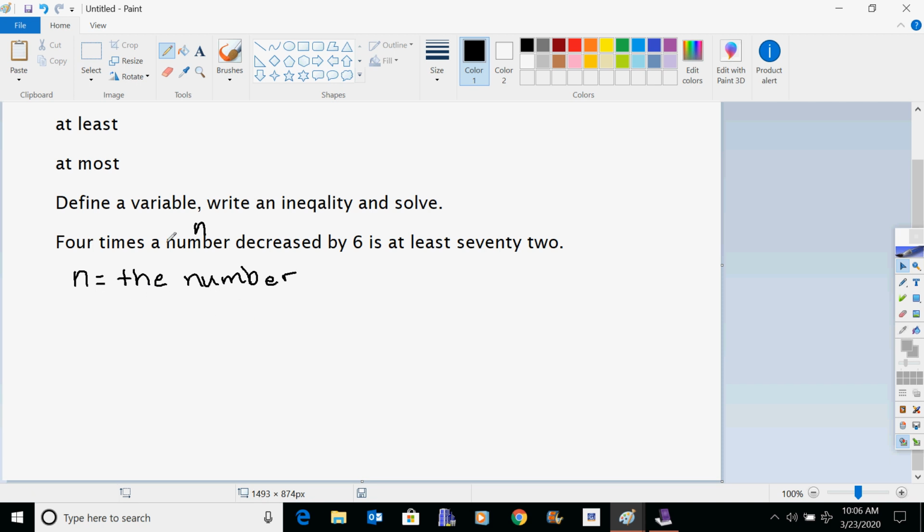For your quizzes, you're literally going through the words and thinking what they mean. 4 times a number decreased by 6 is at least, and remember what we're thinking about as at least. If I have at least $20 in my pocket, I could have 21, 22. So at least means greater than or equal to 72. You can stop yourself and really think about it that way. Then you write the inequality.